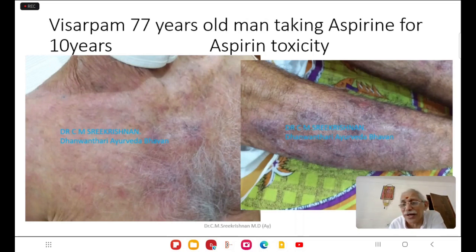I contacted the doctors. I told them to contact the cardiologist to stop, and they stopped, because after 70 years there is no need of aspirin. So these are the new-generation etiological factors.